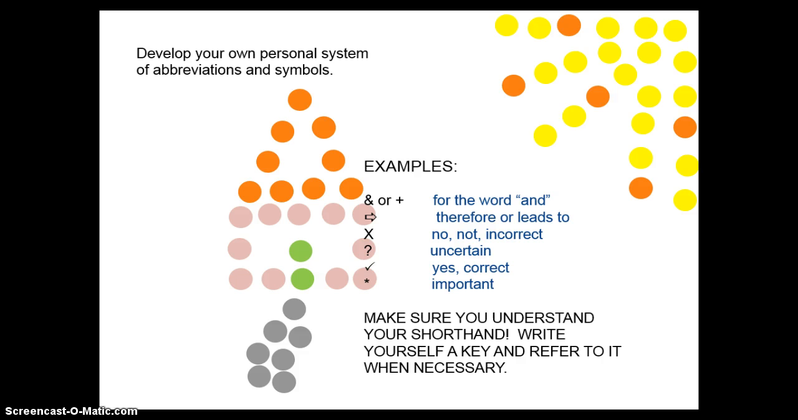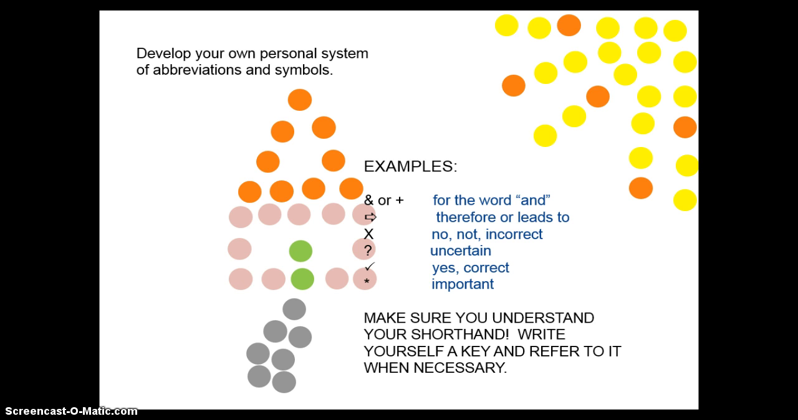You need to develop your own personal system of abbreviations and symbols. Now, I've put some examples on here, and you can use these, or you can make up your own. The and sign or the plus sign could be for the word and. The little arrow could be therefore or leads to. An X means this is not correct or this isn't what's going to happen.